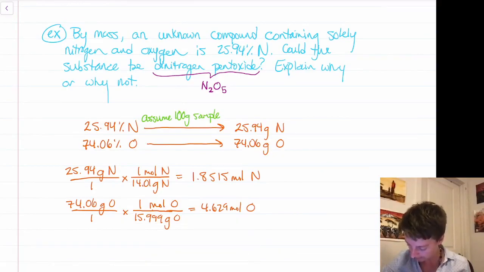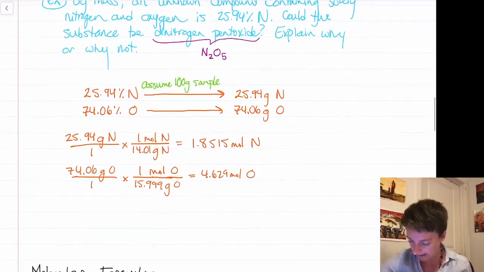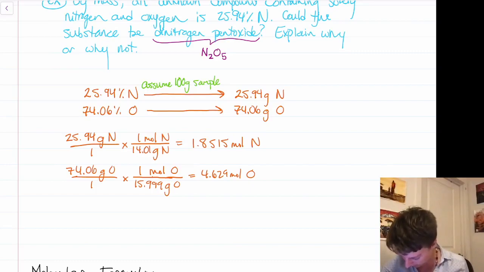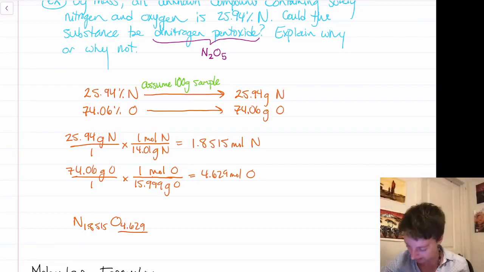And so once I've written down this empirical formula, give myself a little bit more space, I can then say that my empirical formula is N1.8515 O4.629. Again, it's messy, so I want to clean that up by dividing by the smallest number that shows up in this empirical formula.